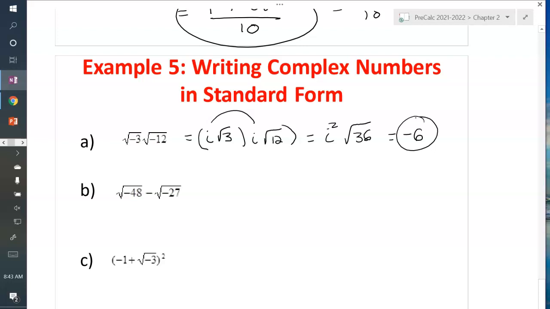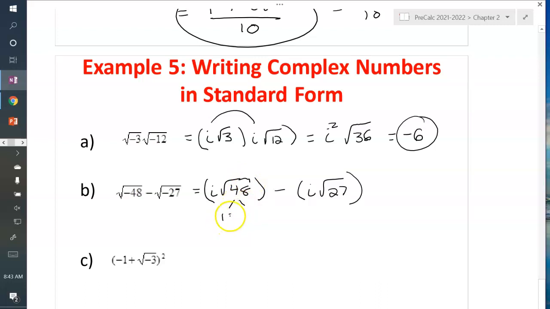All right, next one. Do the same thing. Pull i out. So I get i square root of 48, no, not times, minus i square root of 27. Now, right now, at first glance, this looks like I can't go any further because I have i root 48 minus i root 27. But let's simplify those square roots to see if we have common terms.